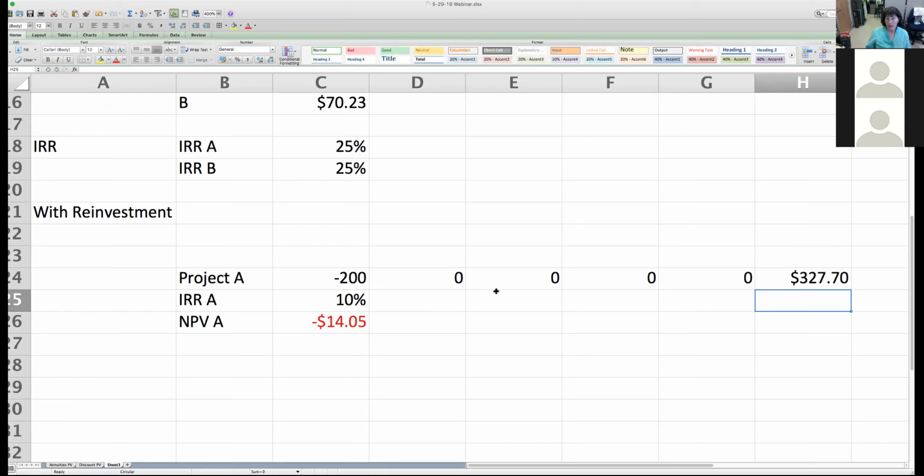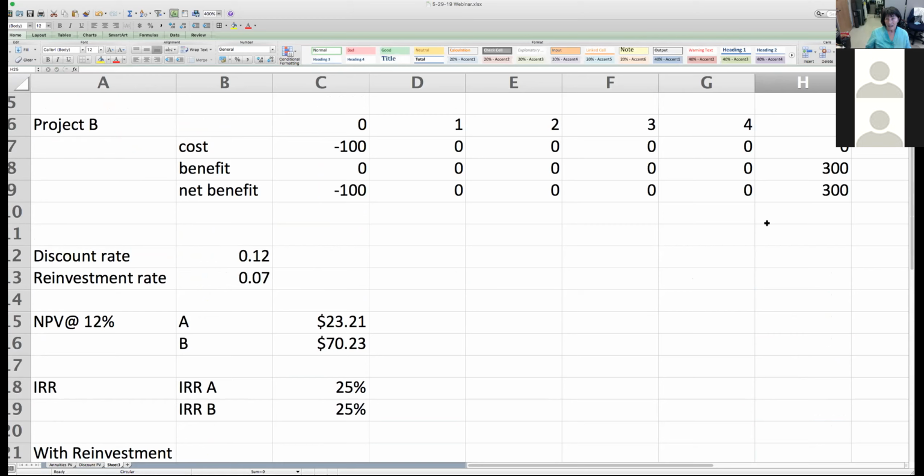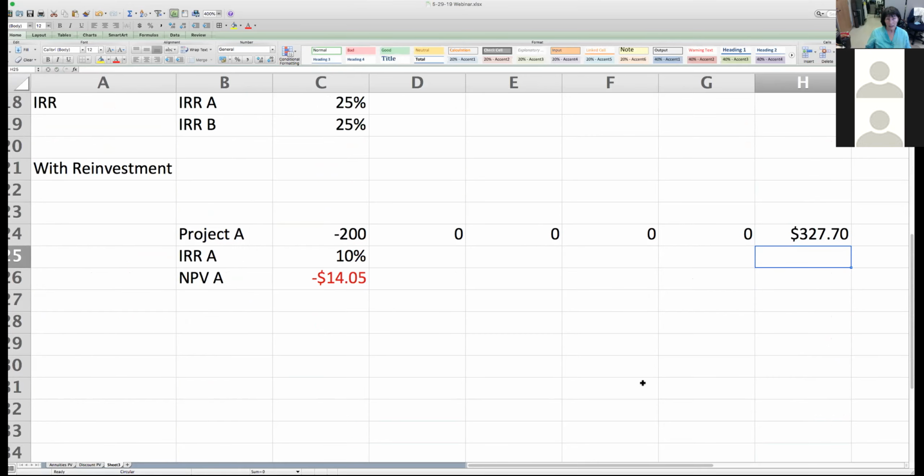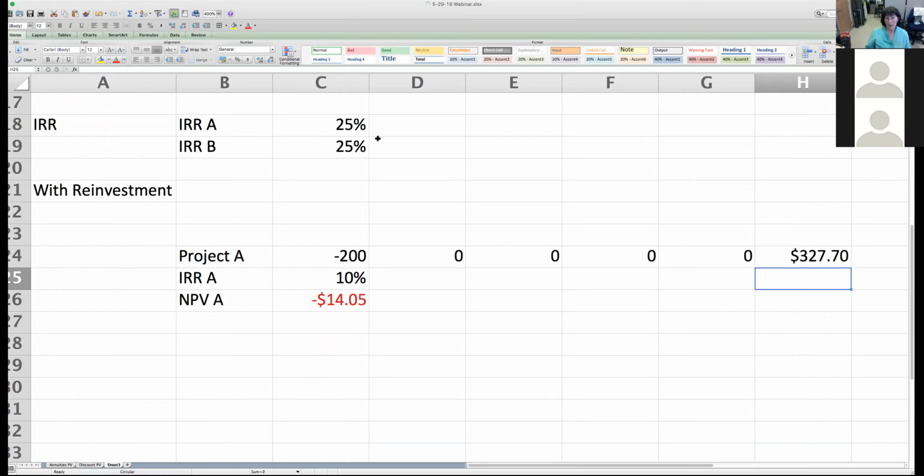Because you've simply said, okay, I get the 250, I reinvest it for 4 years, and I have $327.70. But I had to invest $200 to get that. Here I have $300, but I only invested $100. So this is really better because this one actually earns 12%. This one is only earning, this one earns 25%. This one's only earning 10, and it has a negative NPV if I was getting a 12%. So I'm not getting 12% on this thing if I'm only reinvesting at 7%.